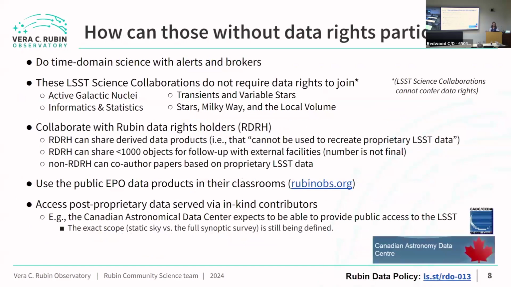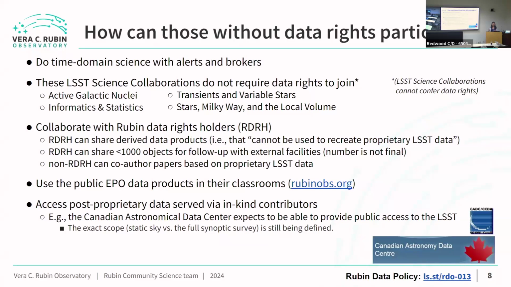If you are from sort of another country where maybe you have data rights, but your other colleagues at your institute don't, there are lots of ways that you can participate in Rubin Science with people who don't have data rights. You can do time domain science with the public data products like alerts, use brokers. There are at least 4 LSST science collaborations that don't require data rights to join. So you can join and work with people on Rubin Science in those science collaborations.